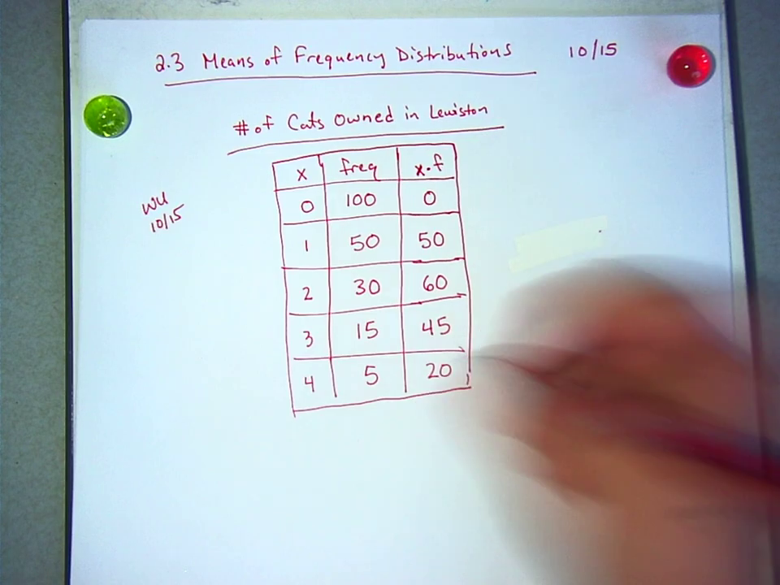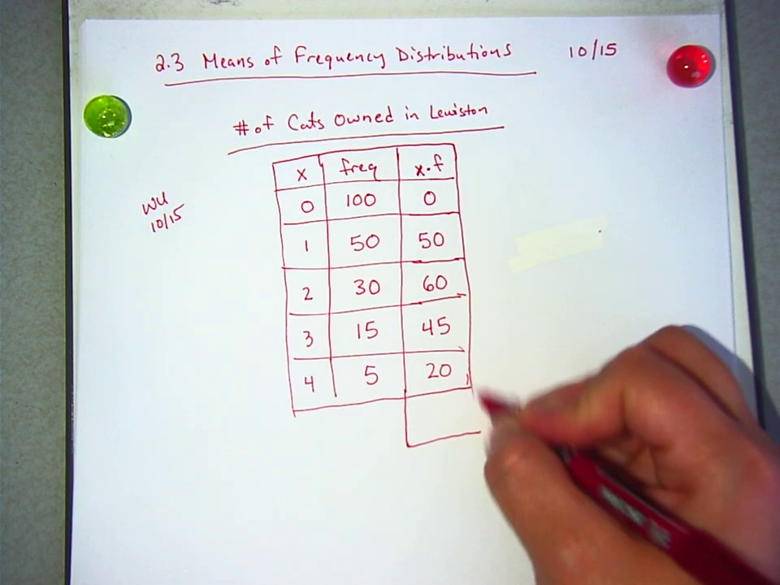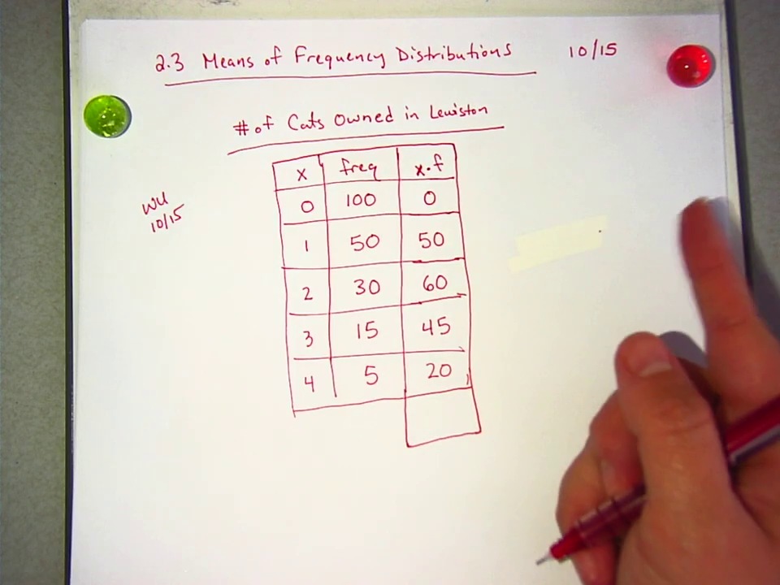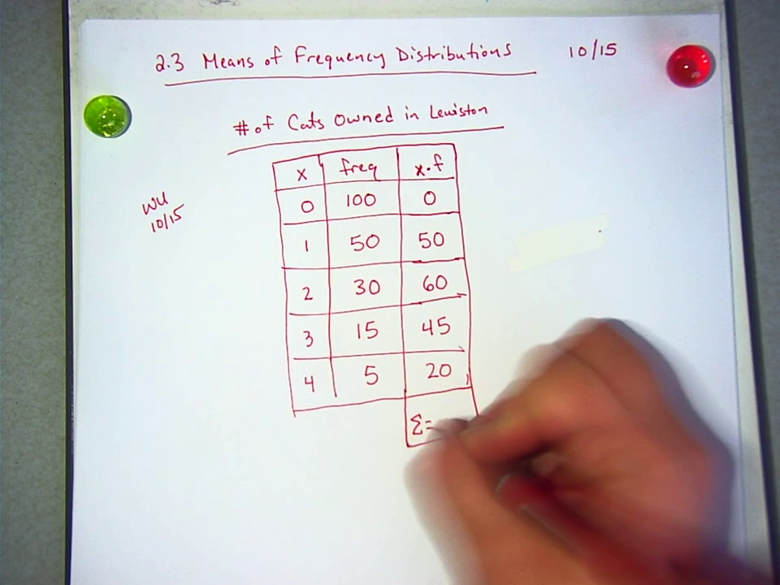20. Now, if we add all these together, this would be the total number of cats in that 200 households, right? So we're doing a summation, we're doing a sigma.